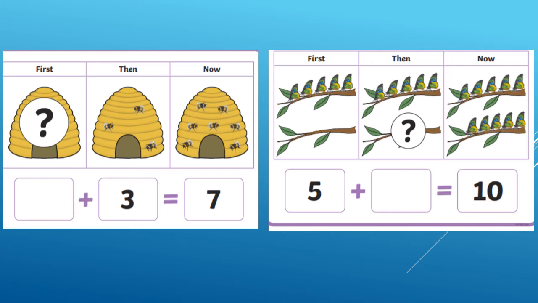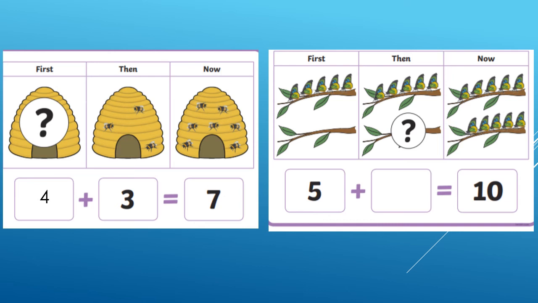Good try. So we can see from the first one, we don't know what number it starts with. So we need to work backwards. We know one of our parts is 3, and we know that our sum is 7. So what do we add to 3 to make 7? Let's put 3 in our head and let's see what we need to add to make 7. 4, 5, 6, 7. We can see we added 4. Let's read our number story. First there was 4 bees in the hive. Then 3 bees came along. Now there are 7 bees altogether.